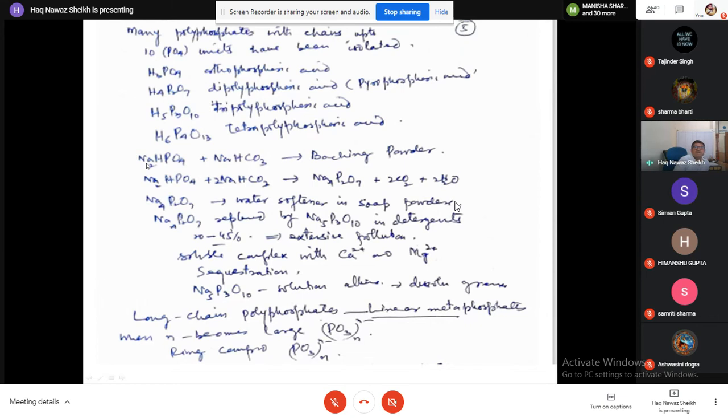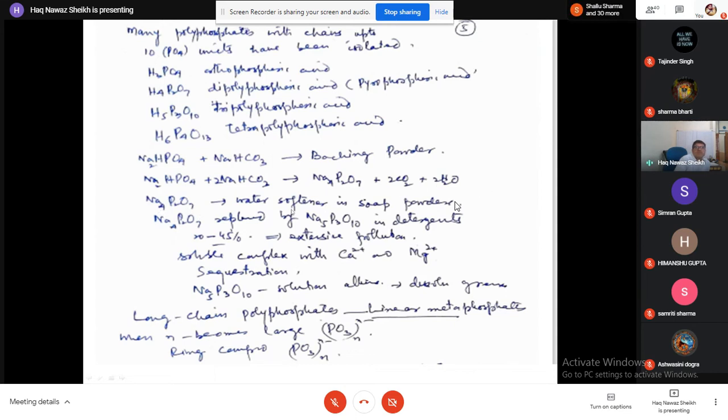Now the uses. Sodium dihydrogen phosphate, when mixed with sodium bicarbonate, is called baking powder. This mixture of the two was historically used. When they combine, they react to form sodium phosphate and carbon dioxide, which makes the bread fluffy because of the emission of carbon dioxide during the heating process. So this is known as baking powder. This is how the reaction takes place: dihydrogen sodium phosphate plus sodium bicarbonate forms sodium pyrophosphate plus carbon dioxide and water.